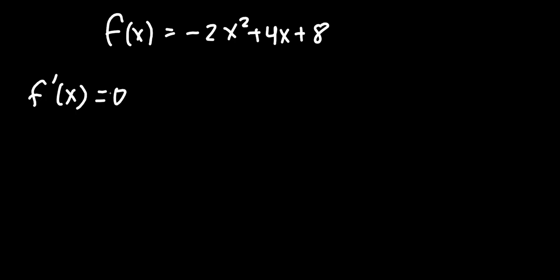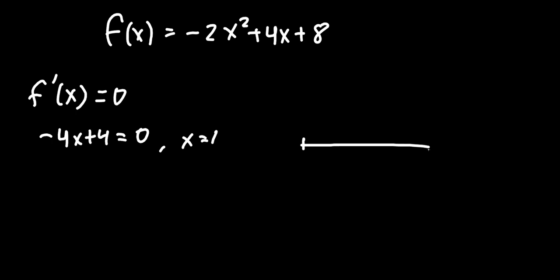So when you take the first derivative of this function, you get negative 4x plus 4, and you're going to set it equal to 0. So you're going to set the first derivative equal to 0. And in this case, you get x equals 1. This is our only critical point for this function.